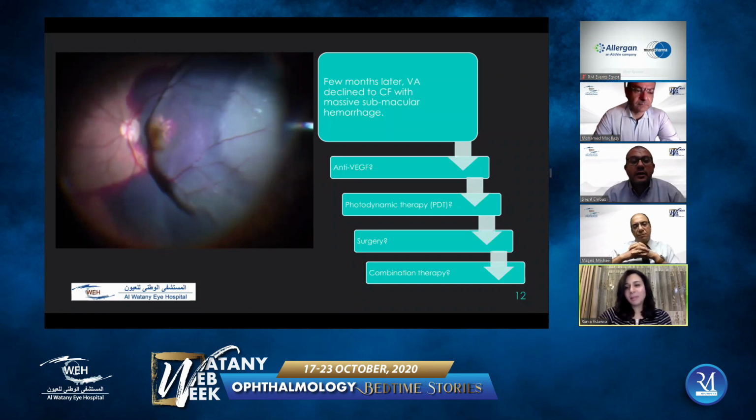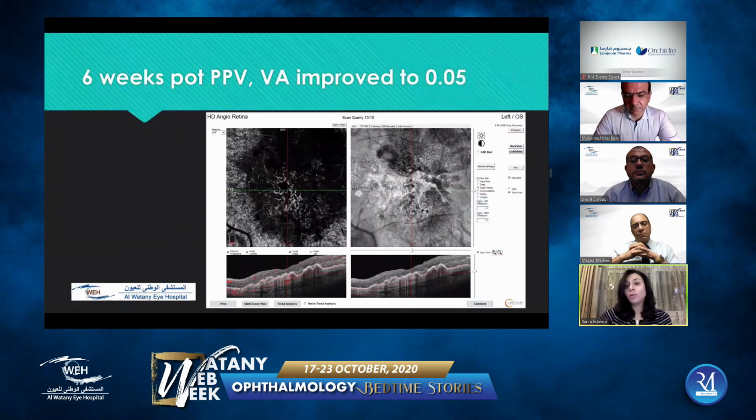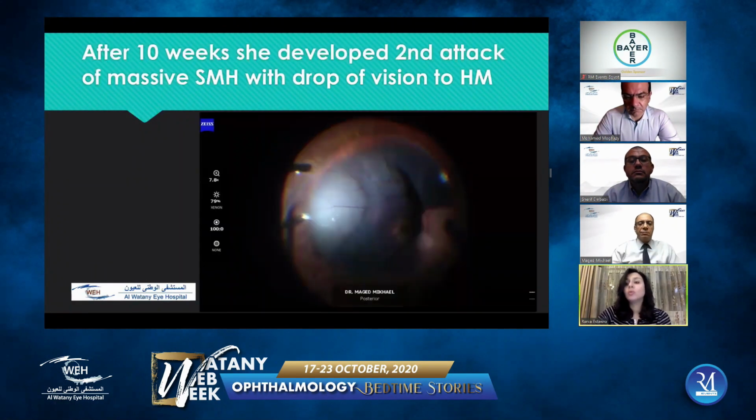But the patient went to surgery and the vision improved after surgery to 0.05. We can see the macula dry, and we can see here the shallow serous PEDs. However, she came back 10 weeks later with another episode of massive submacular hemorrhage with drop of vision.